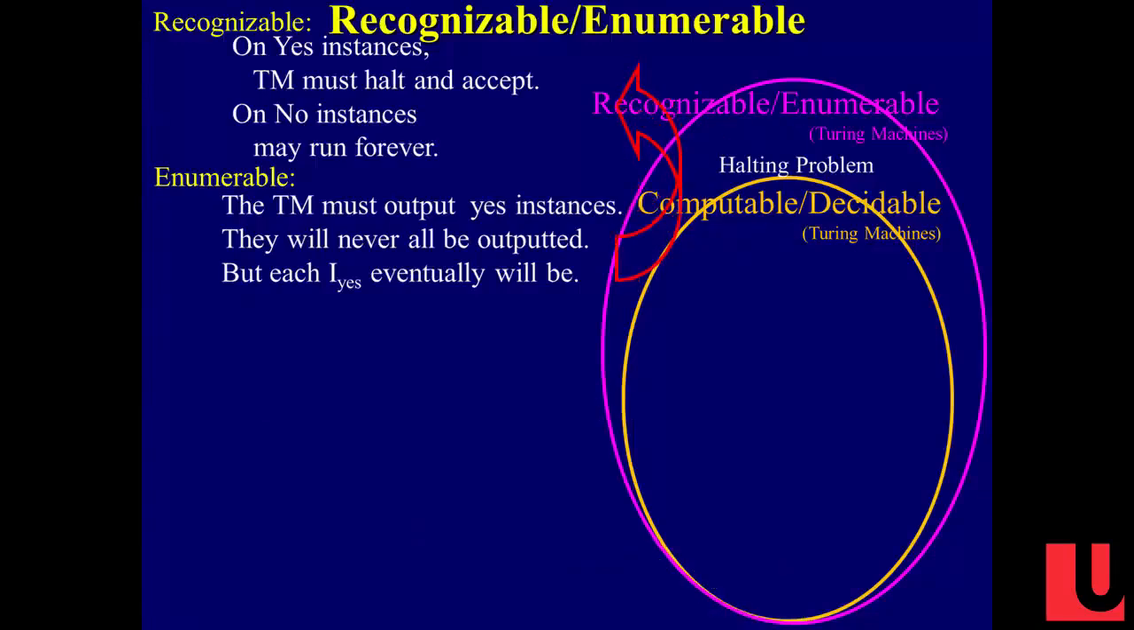All right, so let's go the other way. Suppose I have a Turing machine that enumerates all the yes instances. Now up here, we want a Turing machine that takes as input a particular input and wants to know if it's a yes instance. How do we do that?